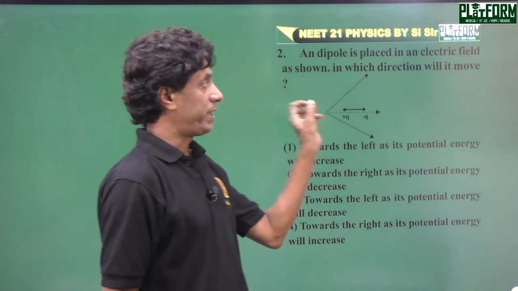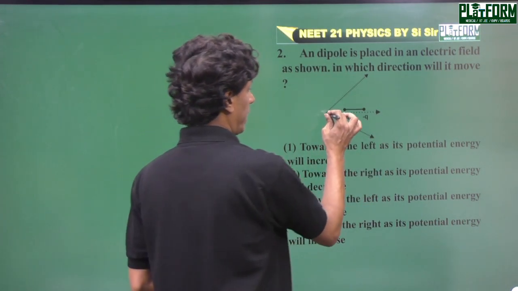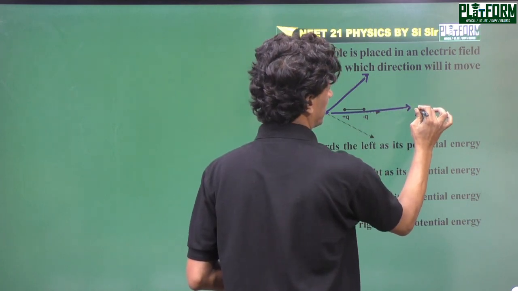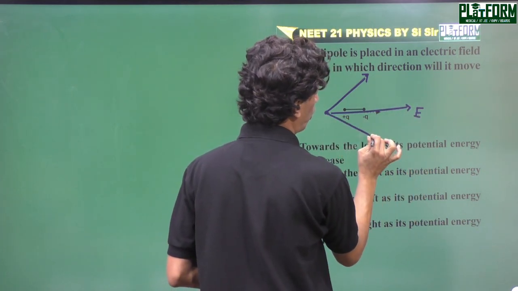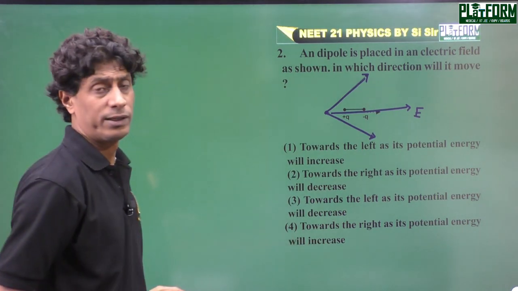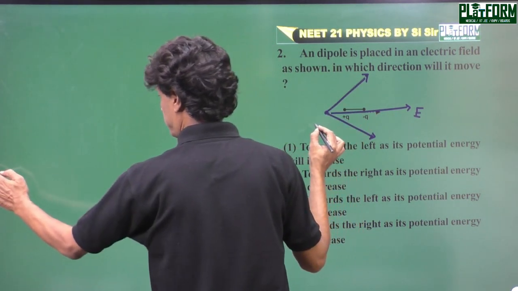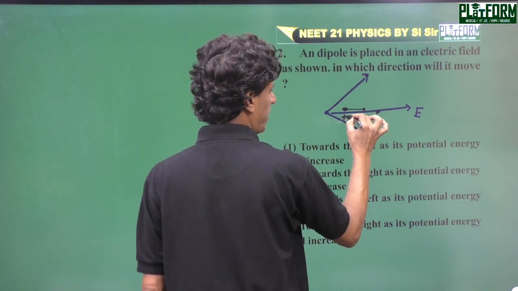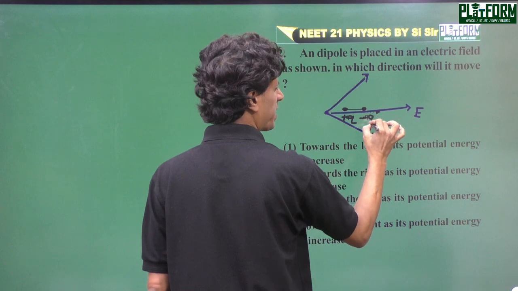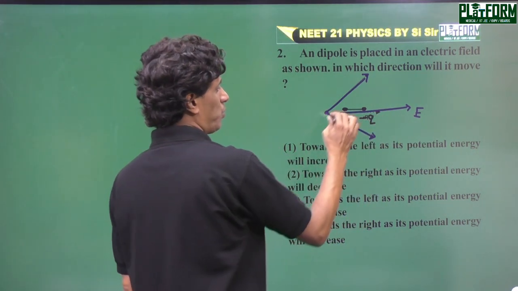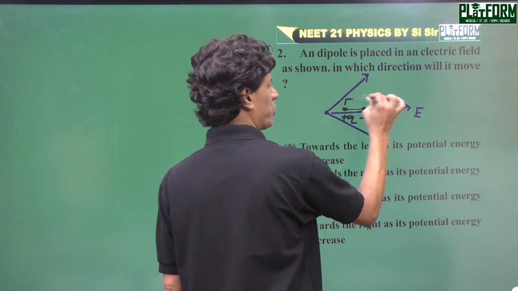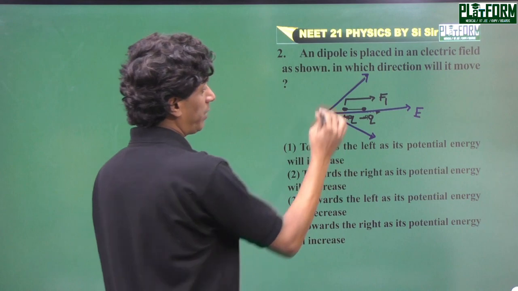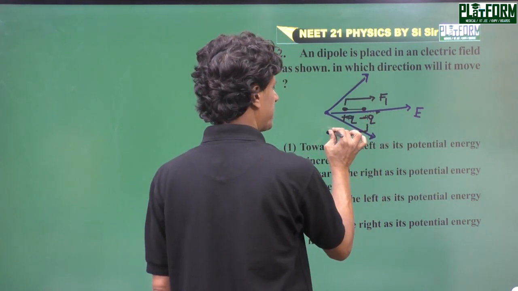A dipole is placed in an electric field as per the diagram given. This is the direction of the electric field, and it is a non-uniform electric field. A dipole is placed here, it is plus Q and it is minus Q. Force on the positive charge, let us say it is F1, and force on the negative charge, let us say it is F2.